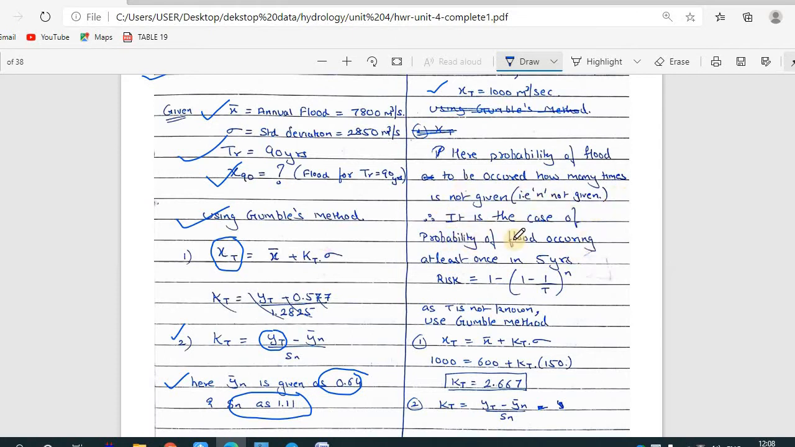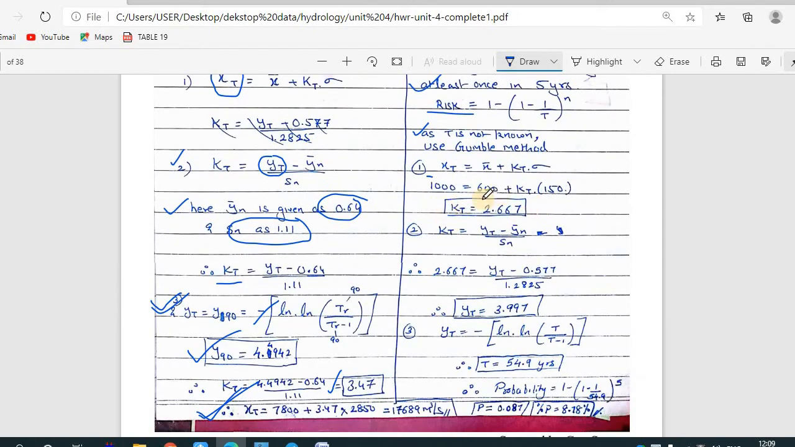In this case, for the probability of flood occurring at least once in your 5 years, we have been provided with the risk formula. This we have already done in the previous questions: 1 minus 1 by t will give you the risk value. As t is not known, using the Gumbel method, we have this equation: xt equals x bar plus kt into sigma. Over here we have the xt value, which is 1000. This much will be the magnitude of the flood. Plus kt into 150. So from here we can calculate the value of kt. kt is coming out to be 2.667.